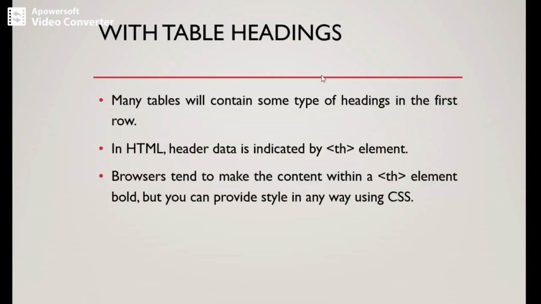Now, table headings. Each table will have some heading, isn't it? And that heading will always appear in the first row. How do you create a table heading or header data? That is created using TH, table header. Browsers tend to make the content within a TH element bold. So by default your table headings will be bold. If you want to change it, to provide style, you have to use CSS.